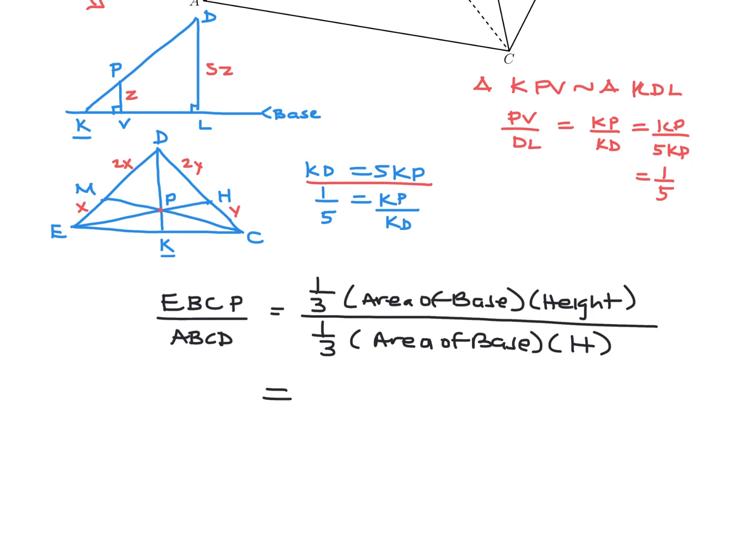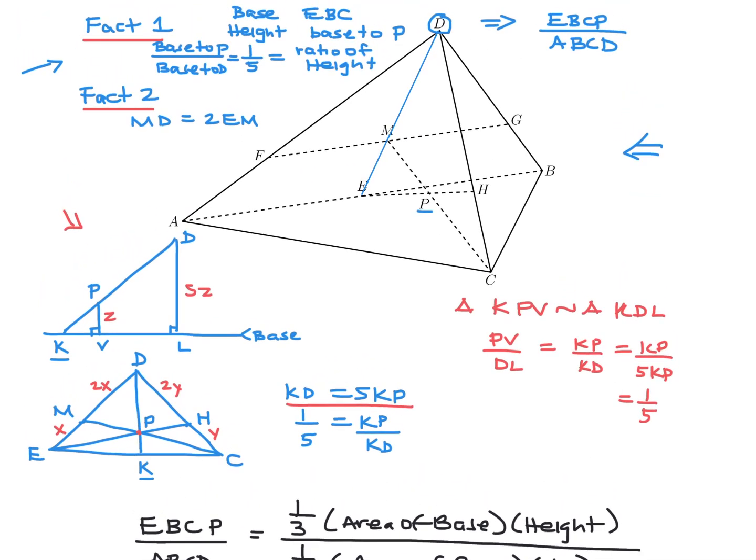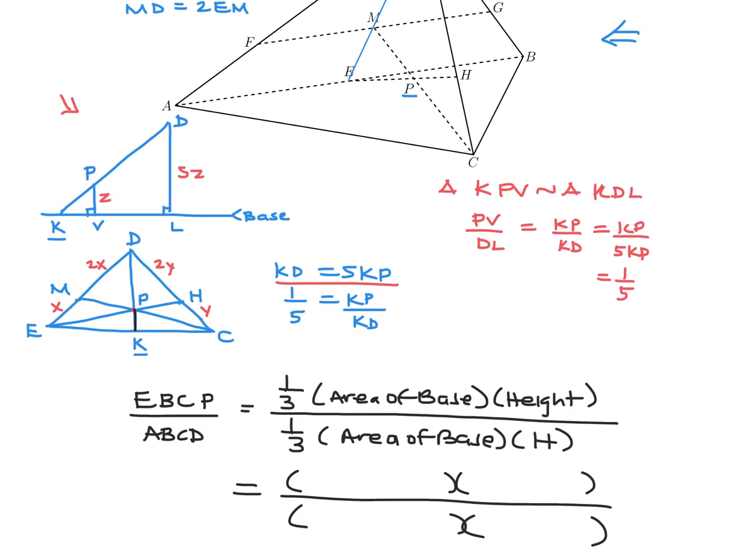For the base, let me talk about that a little bit later. The heights though, for EBCP its height is going from the base to P. So it's this guy, it's KP. Right? So for that it's KP. And then for the big guy, ABCD, it's going from the base to D, so it's KD.